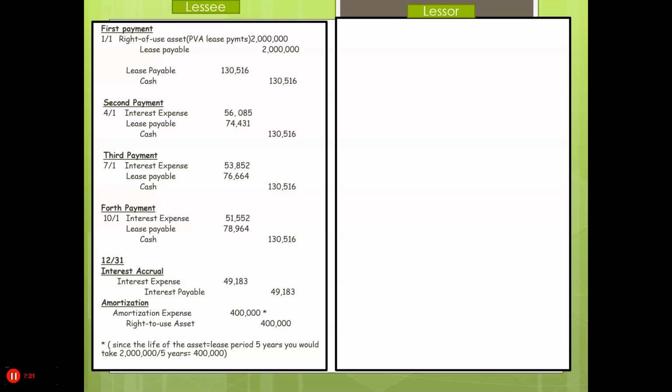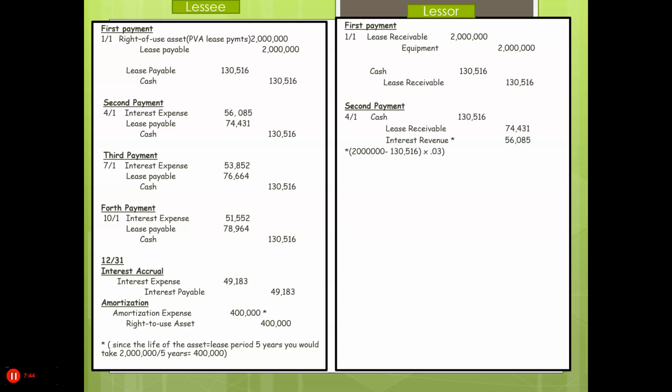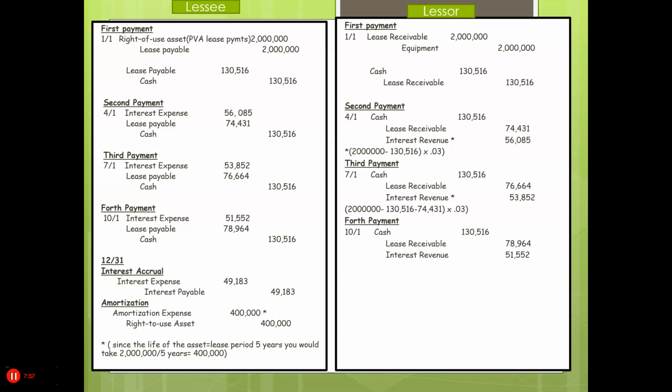Now, what about the lessor side? Well, they're going to take the equipment off the books, set up the receivable, and then each payment, the first payment again, does not include any interest revenue, because that's what it would be on their side. But if you notice, in this case, our interest revenue is exactly the same as the interest expense. And we would do this for each payment. Now, we have to accrue the interest at year-end, interest revenue, but remember there's no depreciation expense because this is not on the books of the lessor.